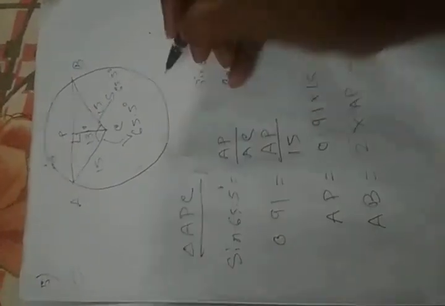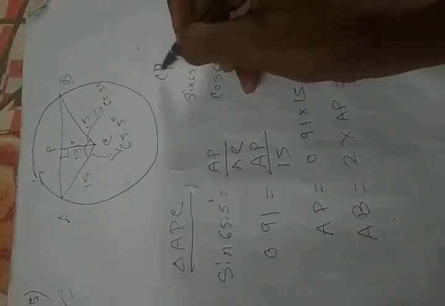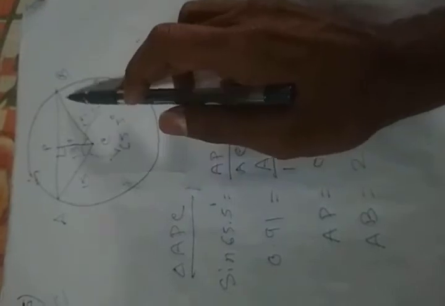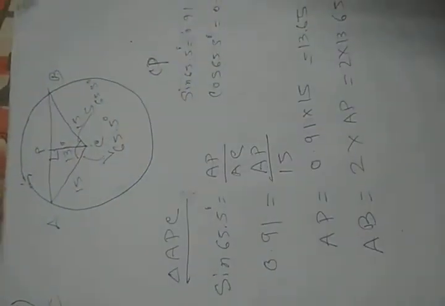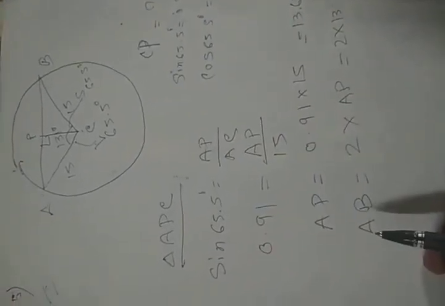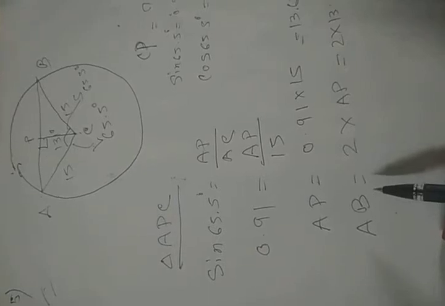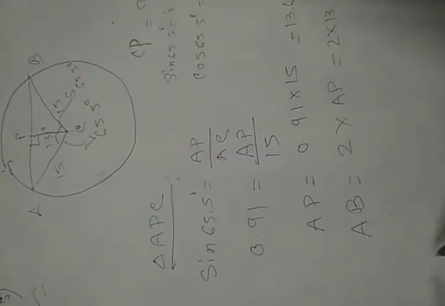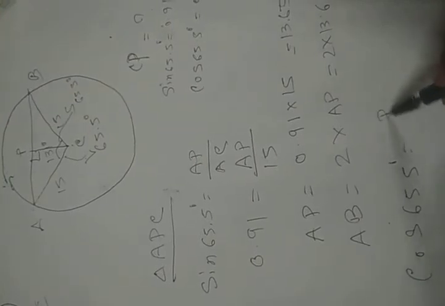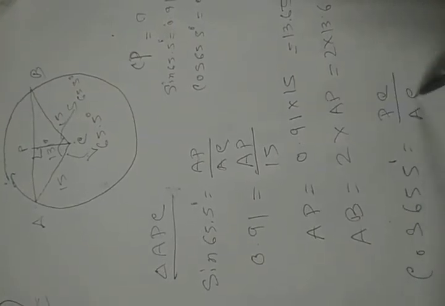Now I have to find the value of CP also, because in the math it is said to find the perpendicular distance between the center and the chord AB. I already got the length of the chord. Now I have to find CP. For that I am taking the same triangle. Now cos 65.5. Cos is base by hypotenuse. Here the base is PC and the hypotenuse is AC.